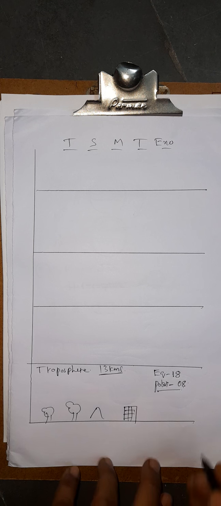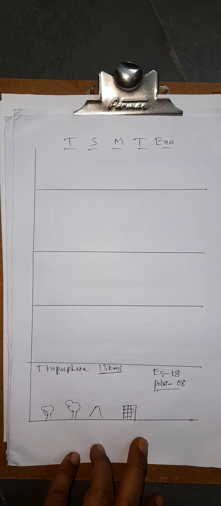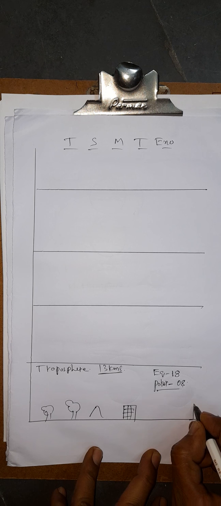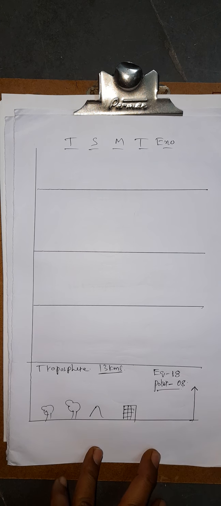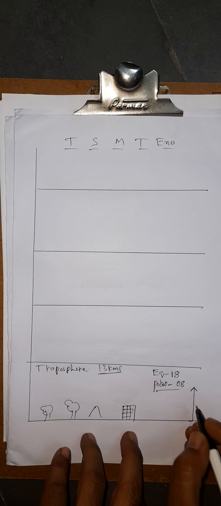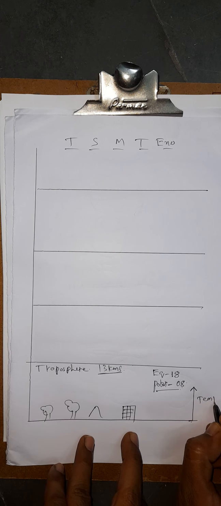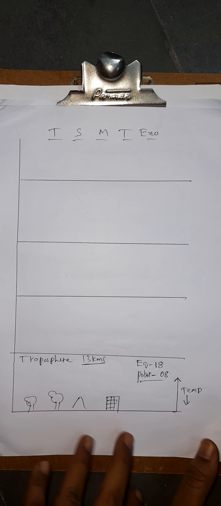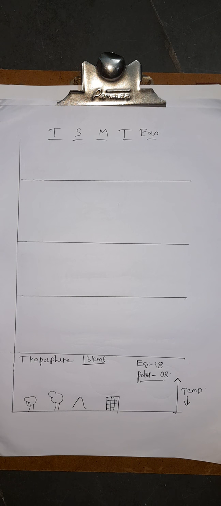Now very essentially we have to remember one thing here. As we are moving high, the temperature decreases. As we move high, the temperature decreases. So let us understand this with the practical aspect. Why is the temperature decreasing as we are going high?